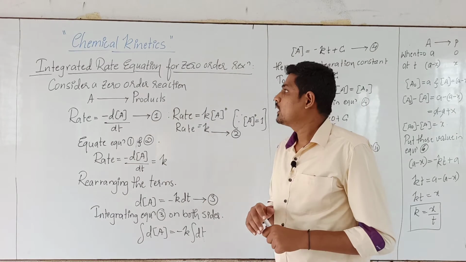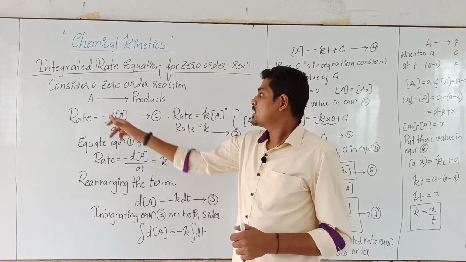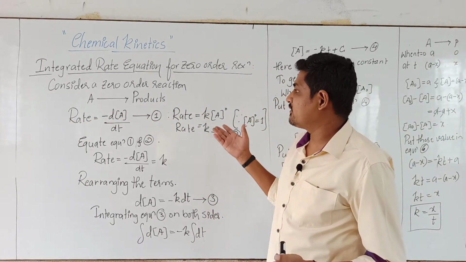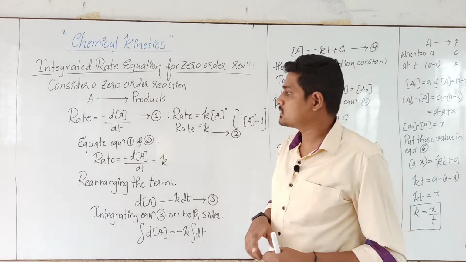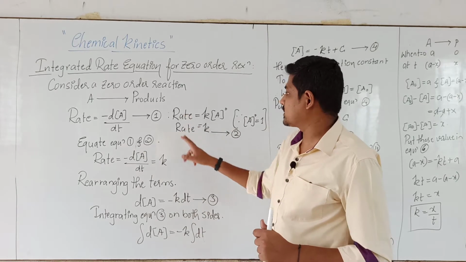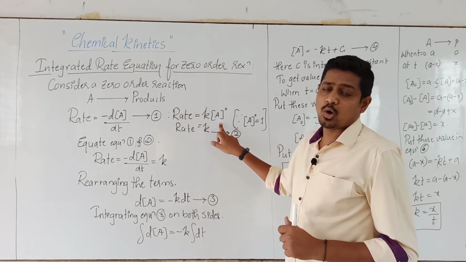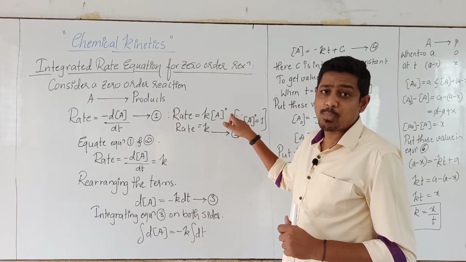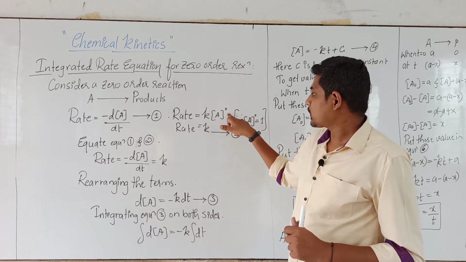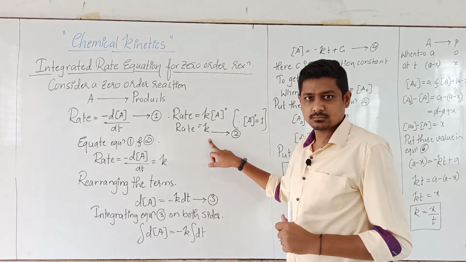Let us review. We have considered a zero order reaction, where reactant A is giving us the product. We can express the rate in two ways: rate is equal to minus dA upon dt, and another one is rate is equal to rate constant into the concentration of A with some power. This power is 0 because the order of the reaction is 0. So rate is equal to K, the rate constant.